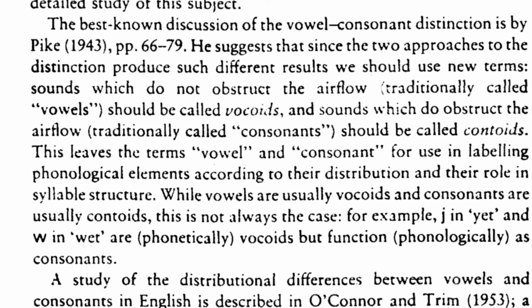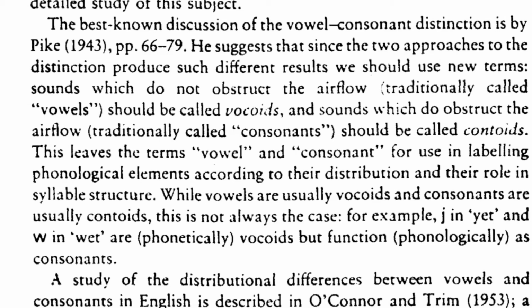The best discussion of the vowel-consonant distinction is by Pike 1943, pp 66 to 79. He suggests that since the two approaches to the distinction produce such different results, we should use new terms. Sounds which do not obstruct the airflow, traditionally called vowels, should be called vocoids, and sounds which do obstruct the airflow, traditionally called consonants, should be called contoids.